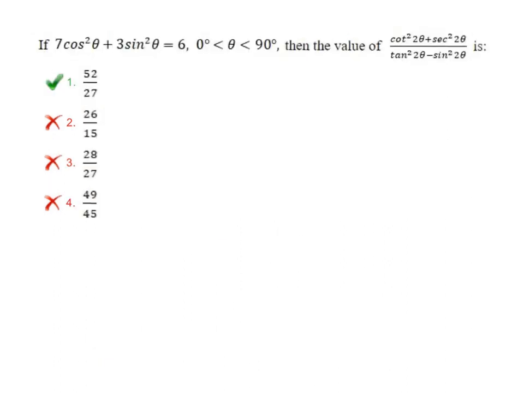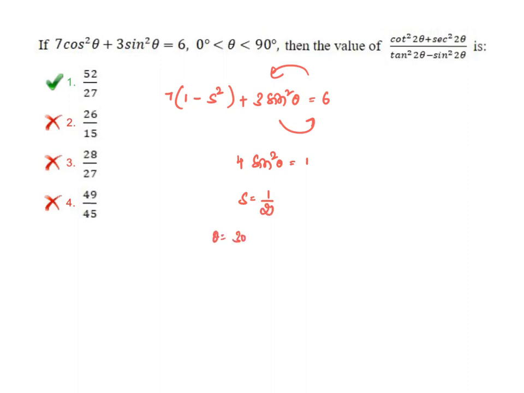If 7 cos square theta plus 3 sin square theta is equal to 6, let's find the value of theta first. I can write it as 7 into 1 minus sin square theta plus 3 sin square theta equals 6. When 6 goes to the other side, it becomes minus 4 sin square theta, so 4 sin square theta equals 1. Therefore sin theta is 1 by 2, and theta is 30 degrees.